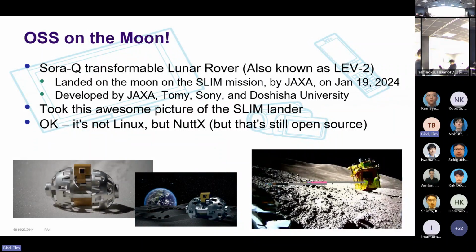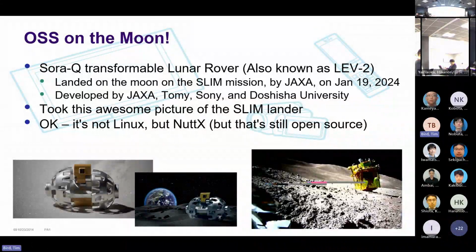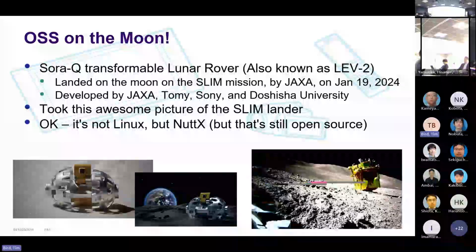The Sora Q transformable lunar rover was landed on the moon just recently. Was it January, February? Anyway, the reason I'm so excited about this, of course, is because Sony is involved with it. JAXA, Tomy, Sony, and Doshisha University worked on this little rover, and it took one of the most awesome space pictures. It's been nominated for Space Picture of the Year, and it's only February.